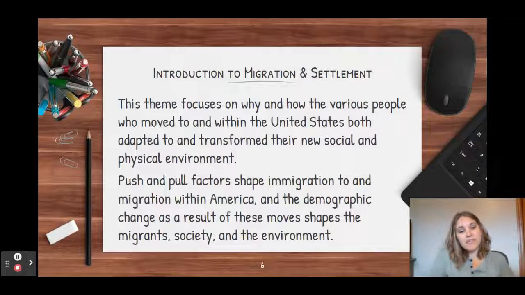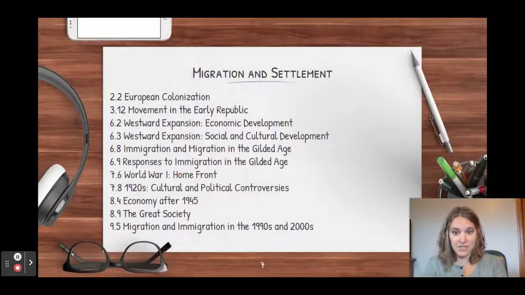So this week we're focusing in on the theme called migration and settlement. It focuses on why and how various people who moved to and within the United States both adapted to and transformed their social and physical environment. Push and pull factors shape immigration to and migration within America, and the demographic change as a result of these moves shape the migrant society and the environment.